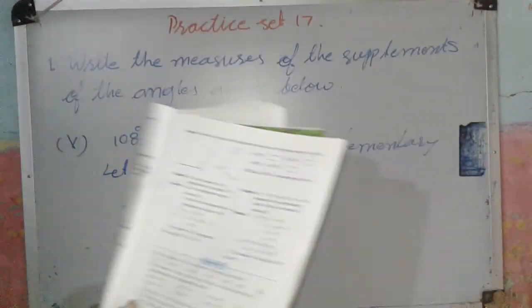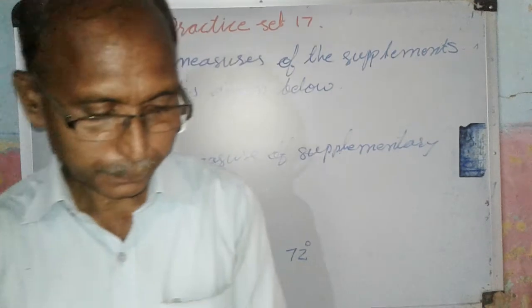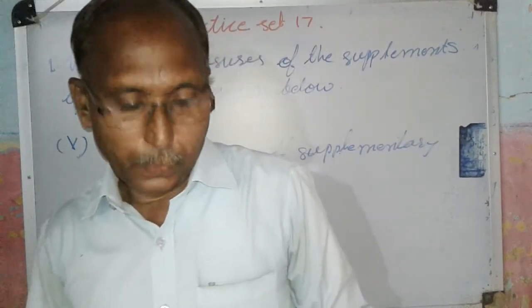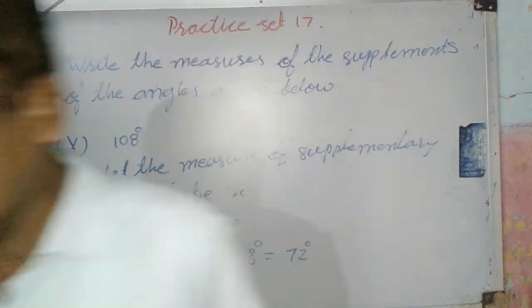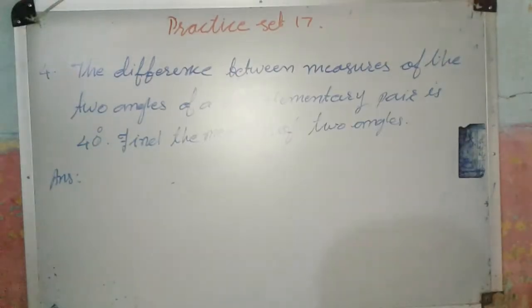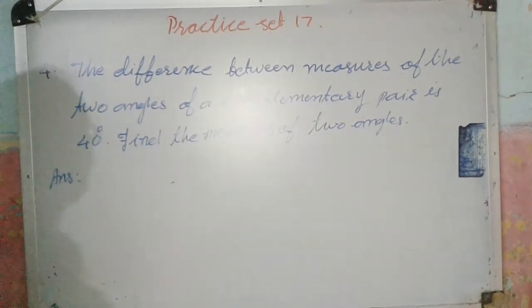Now we'll solve question number 4. Question number 4. The difference between the measures of the two angles of a complementary pair is 40 degrees. Find the measures of the two angles.